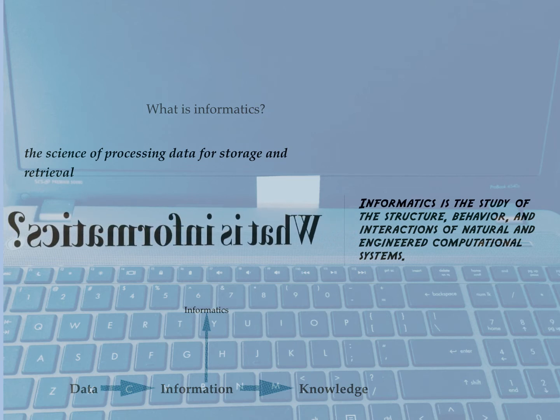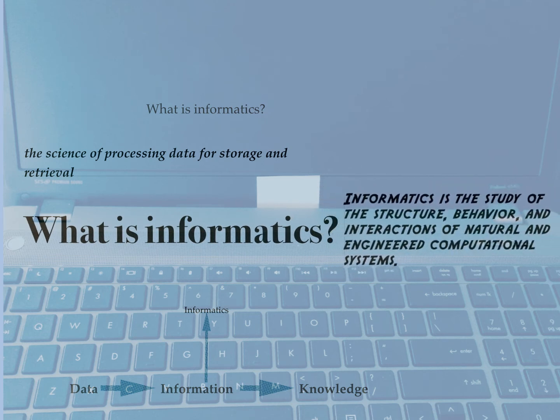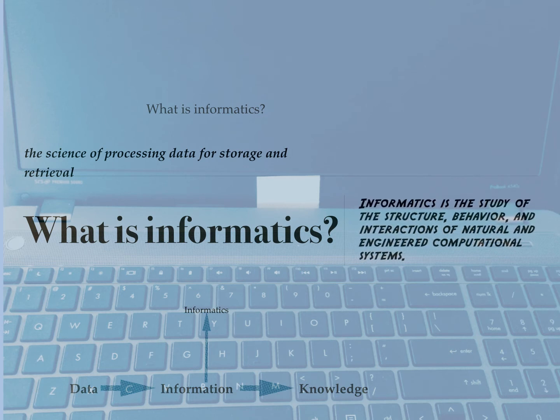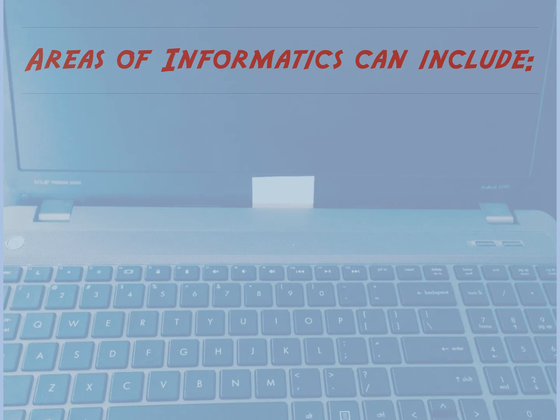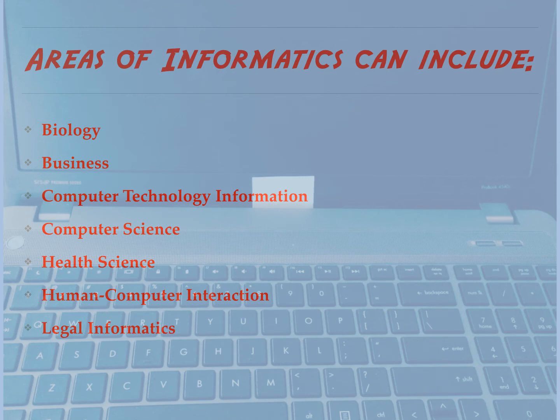What is informatics? Informatics is the study of the structure, behavior, and interactions of natural and engineered computational systems. It is the science of processing data for storage and retrieval. Data, people, system equals informatics. Some areas of informatics can include biology, business, computer technology information, computer science, health science, human-computer interaction, legal informatics, and media arts and science.